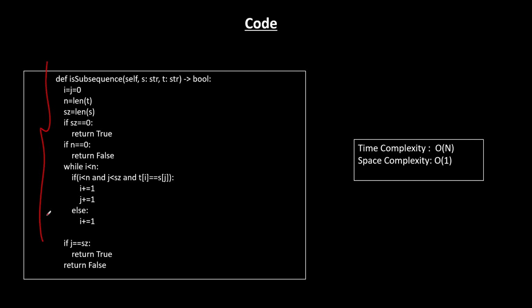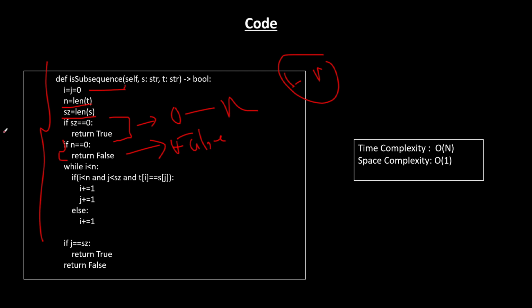Okay, let's understand it line by line. We will keep I and J equal to 0. N is the length of T and SZ is the length of S. Now, these are the edge cases I talked about. If the length of the subsequence is 0, return true because a subsequence can be from 0 to n length. But if the original string is itself 0, it will return false because it's not possible to compare them, right? If we have a subsequence of some value n and we don't have the original string, then it does not make sense to compare them, so it will become false. Because without an original string, there could not exist a subsequence.